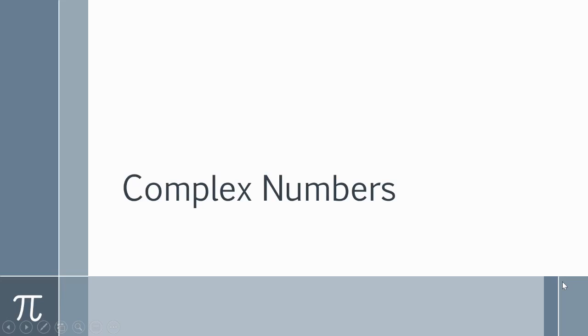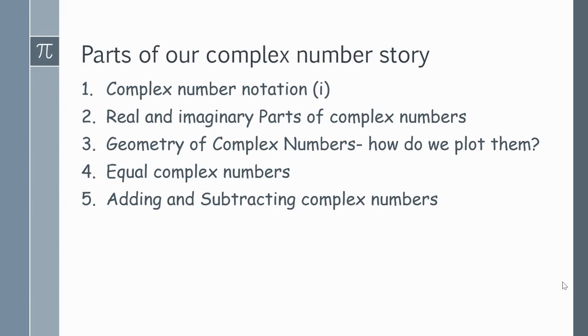So complex numbers has to be one of my favorite topics, and this is chapter 16 of the textbook. So we're going to look at different parts of complex numbers today. Very quickly, we're going to go through the complex number i, our most basic complex number. We're going to look at what the real and imaginary parts of a complex number are. We're also going to look at the geometry of a complex number, so how do we plot these? We're also going to look at two more things: what it means if two complex numbers are equal, and how you add and subtract complex numbers.